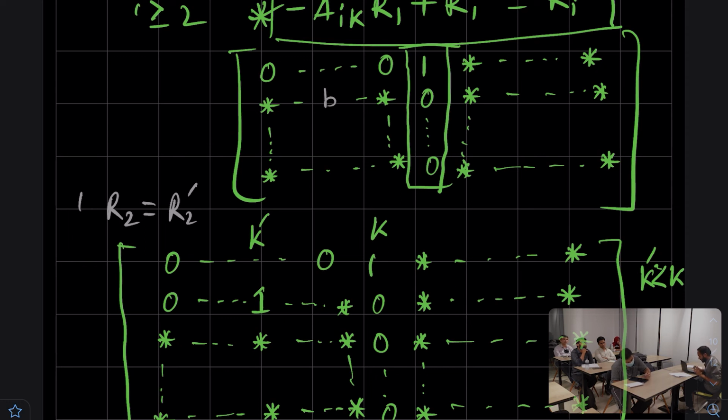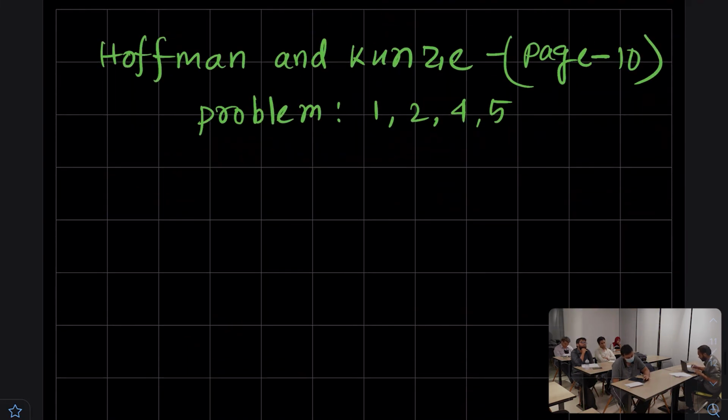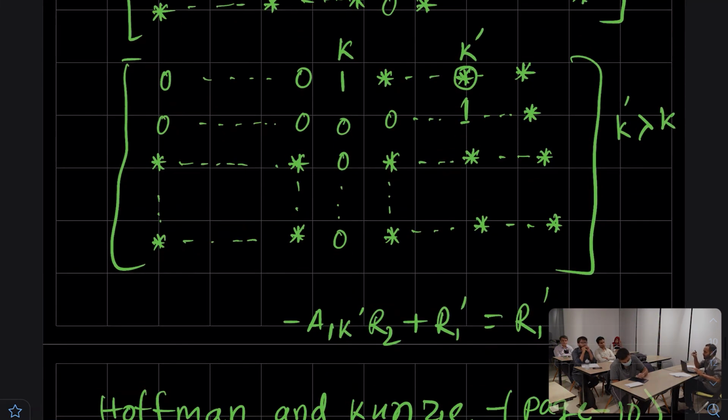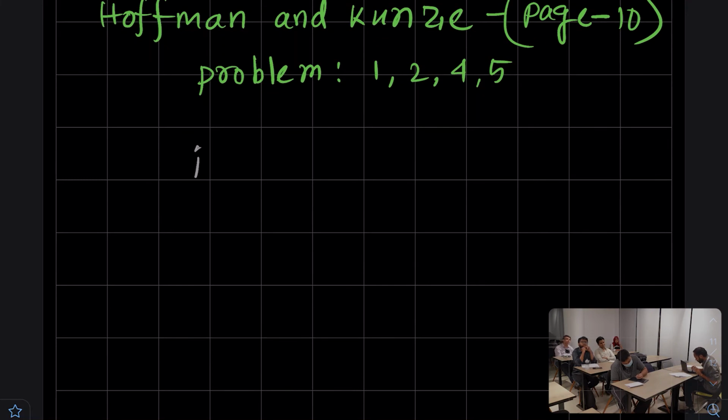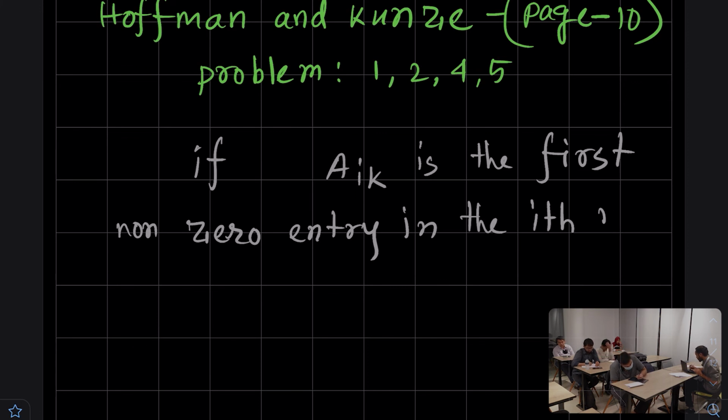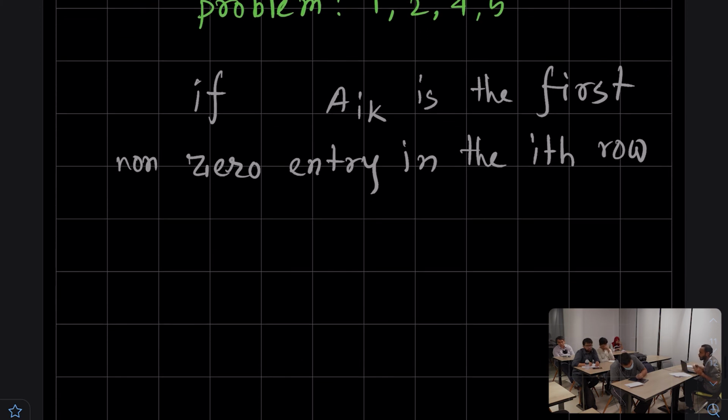So actually what I can do is give you a generalized formula. My question is... yeah, so I'm going to answer that question. Just give me a second. So if a_ik is the first non-zero entry in the ith row, then how can you make it 1?